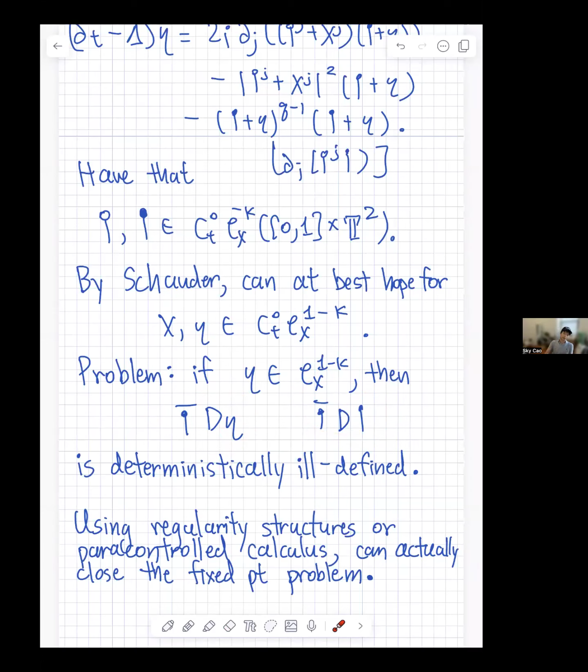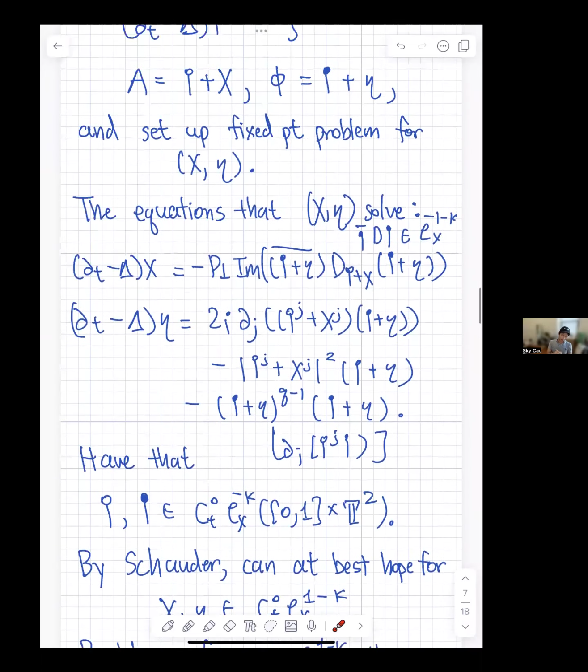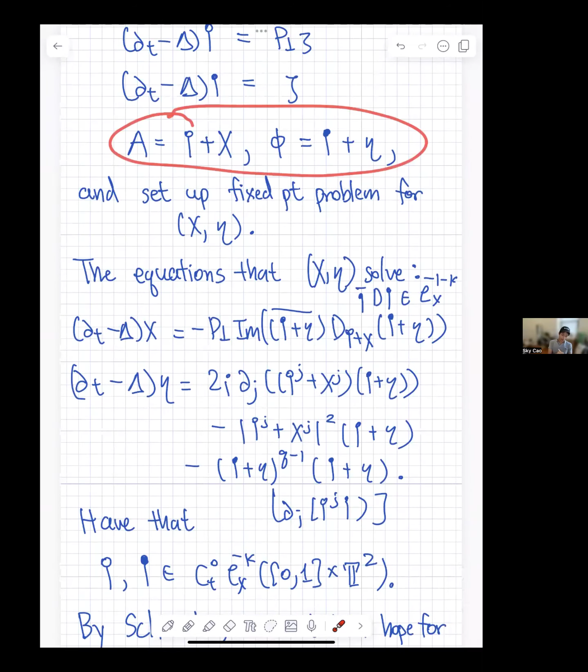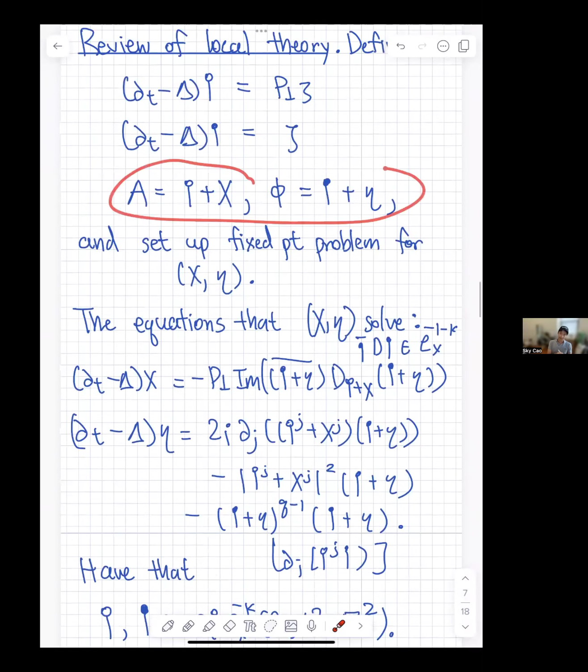But okay, so that's some general idea of how you get around this problem using these techniques. And that's kind of a quick review of the local theory. And so now I want to spend the rest of the talk discussing how we do the global theory. But we will use in the end that once you're able to close your fixed point problem, your solution will look like this explicit object, and then plus a smoother remainder, which is in this space. It's just how you actually close your fixed point argument for the local theory. You have to do something extra. But in the end, you will have this decomposition for your solution.